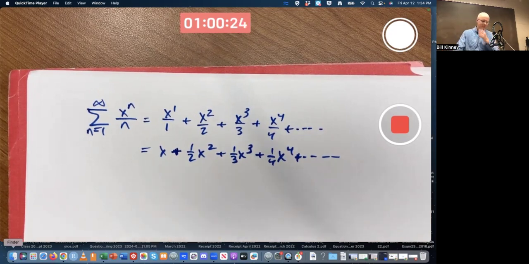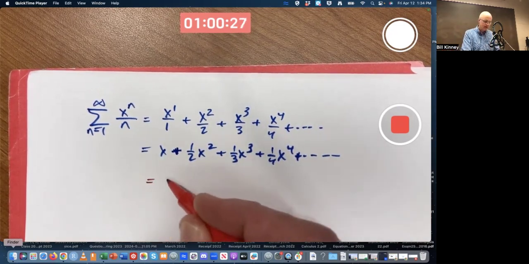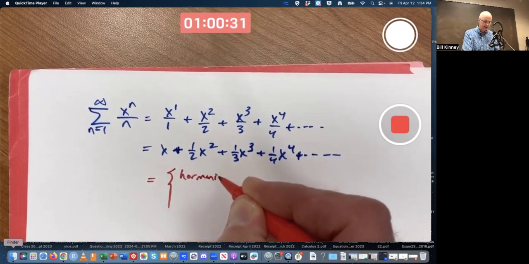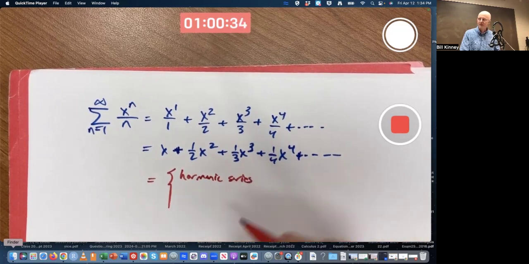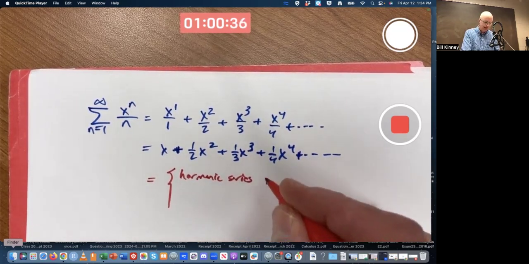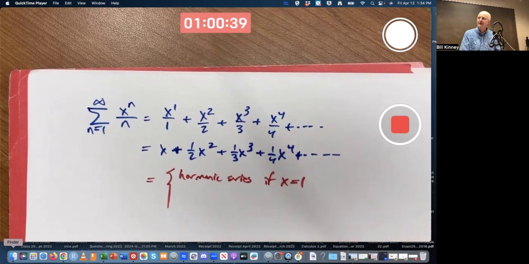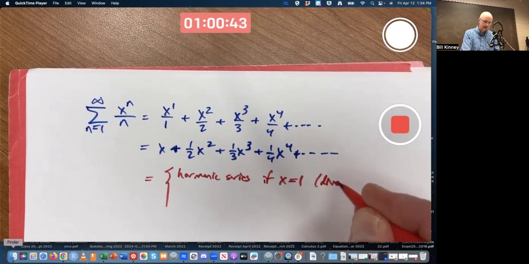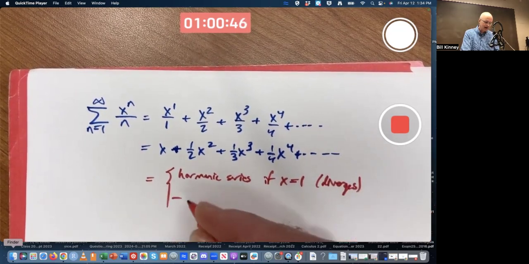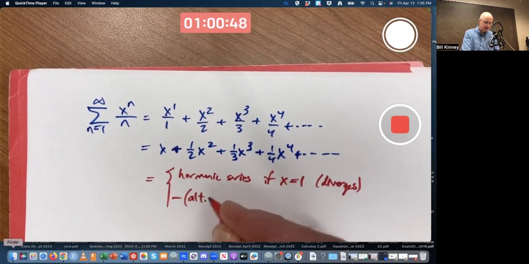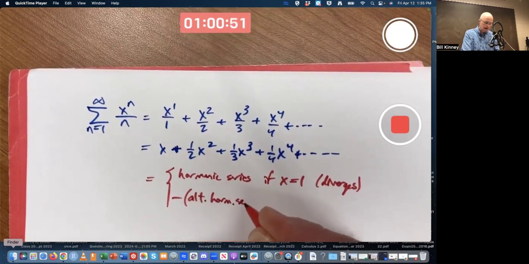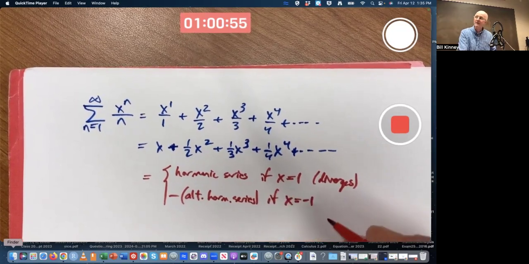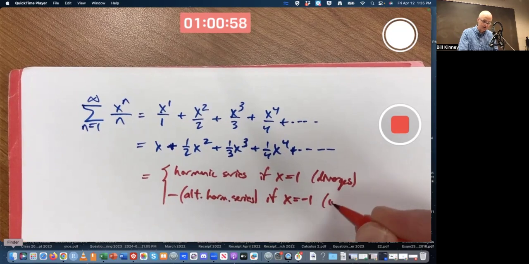Notice that this equals, let me use words, the harmonic series, which I'm just going to keep in words, if x is 1. In other words, it diverges if x is 1. And the negative of the alternating harmonic series if x is -1, which we know by the alternating series test converges.